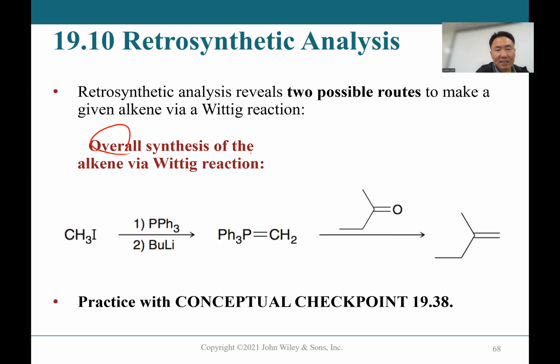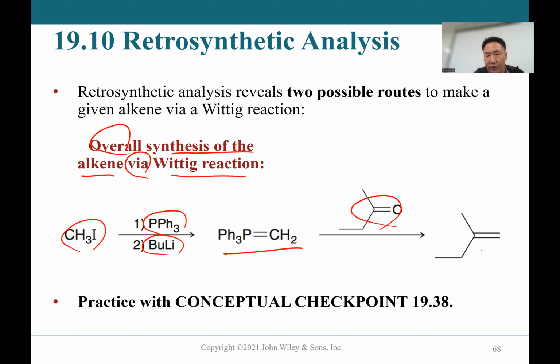The overall synthesis of the alkene via Wittig reaction. So first, methyl halide with triphenylphosphine. Next, butyl lithium to generate the phosphorus ylide, the Wittig reagent. Then the Wittig reagent reacts with the ketone to generate the alkene.